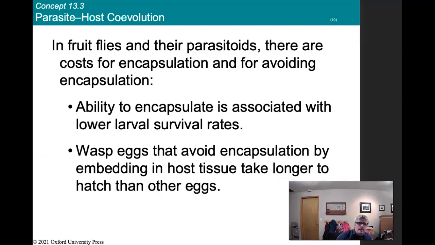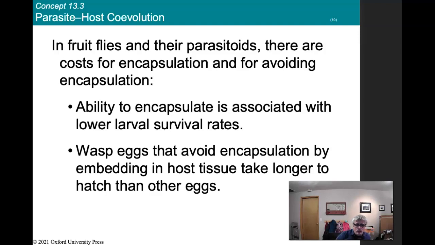So in fruit flies and their parasitoids, there's a cost for encapsulation and for avoiding encapsulation. The ability to encapsulate is associated with low larval survival rates. So in the fruit flies that have the ability to encapsulate a parasitoid egg, their larvae have a lower survival rate. So they have this extra tool that can help them defeat a parasite, but generally their offspring are less viable compared to individuals without this adaptation.